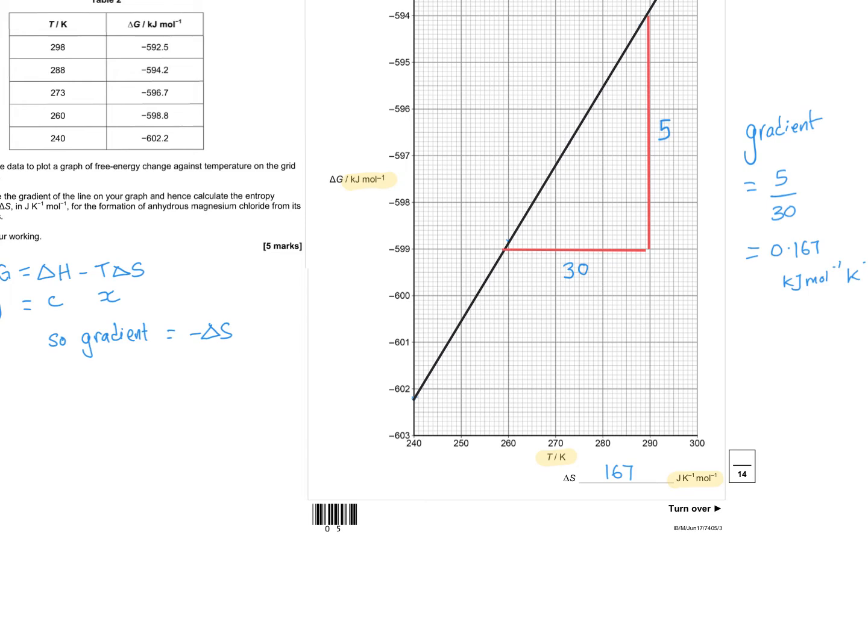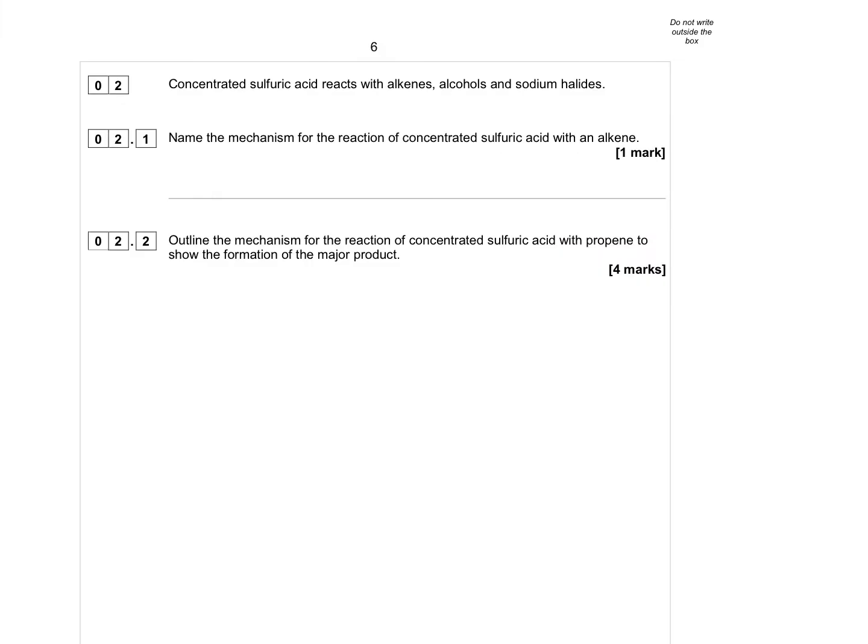So question 2 is about sulfuric acid and how it reacts with both alkenes, alcohols and sodium halides. It's quite a synoptic question in that it draws together some organic and some inorganic. Okay, so naming the mechanism for the reaction with an alkene. Mechanisms with alkenes always are electrophilic addition.